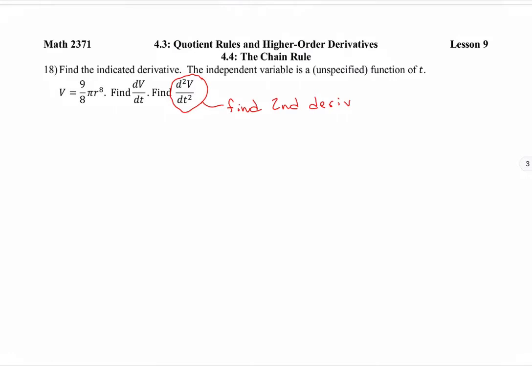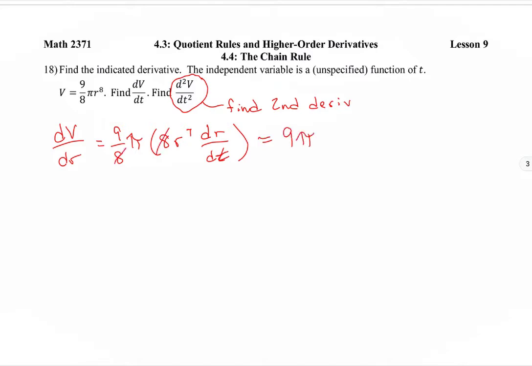All right. So dV/dr equals the first derivative. So that's going to be 9/8 pi times, r is a function of t, so I'm going to have 8r to the 7th dr/dt. Okay? So now let's simplify that. So the 8's cancel, so that's 9 pi r to the 7th dr/dt.